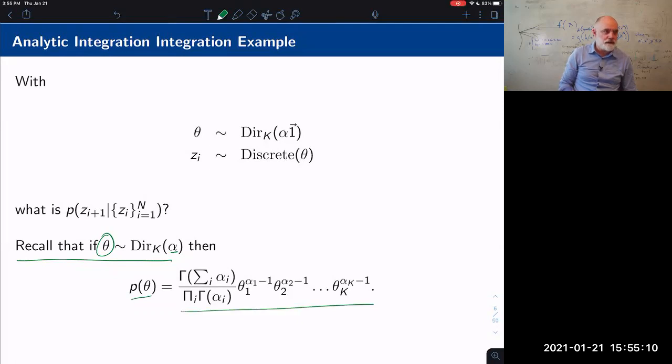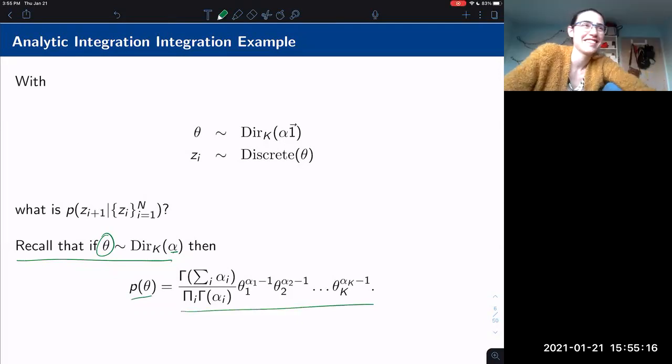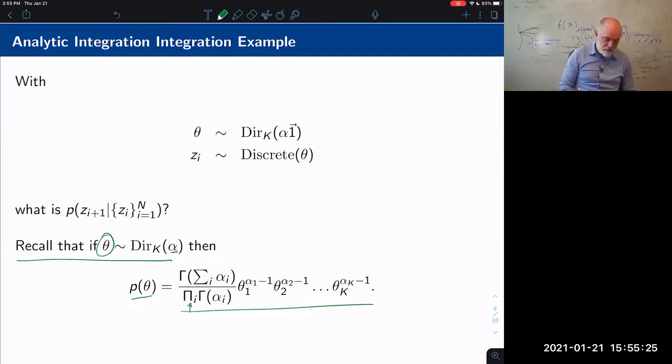Is the staple in the denominator a pi for product? Yeah, this is a product, yes, and this is the gamma function, which has a recursive definition.